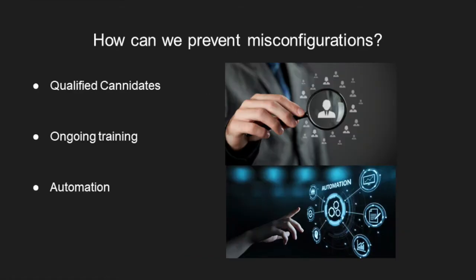So, how can we prevent these misconfigurations? Well, the first way we can prevent misconfigurations would be to hire qualified candidates. These would be experts in their field who have been properly trained. A qualified candidate would probably be one who has received extensive training and/or has knowledge dealing with this particular field. The next way we can prevent misconfigurations is by having ongoing training. Ongoing training is good because it keeps you up to date with the latest best practices and information for your field.